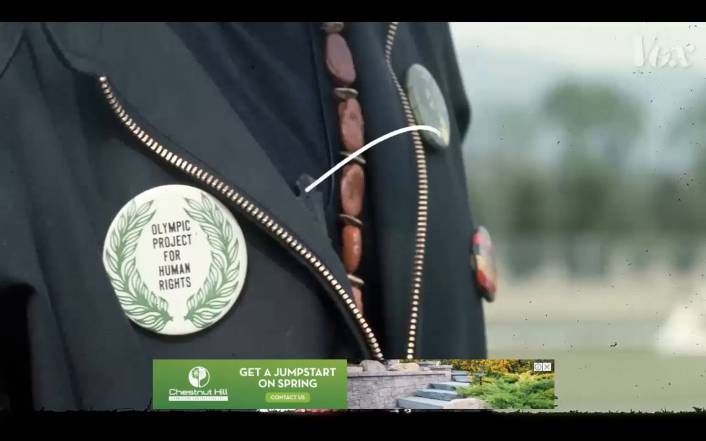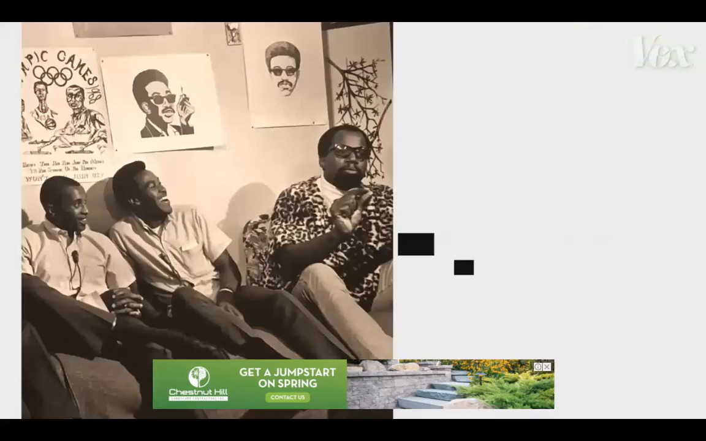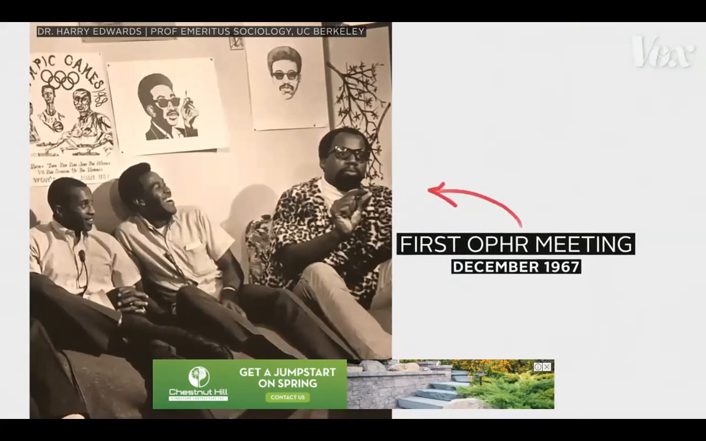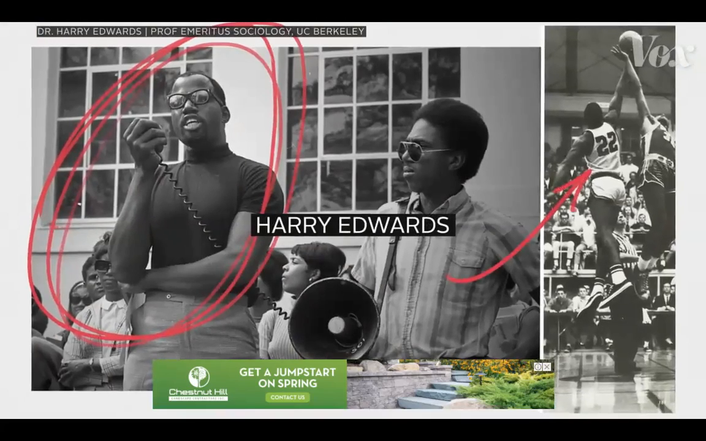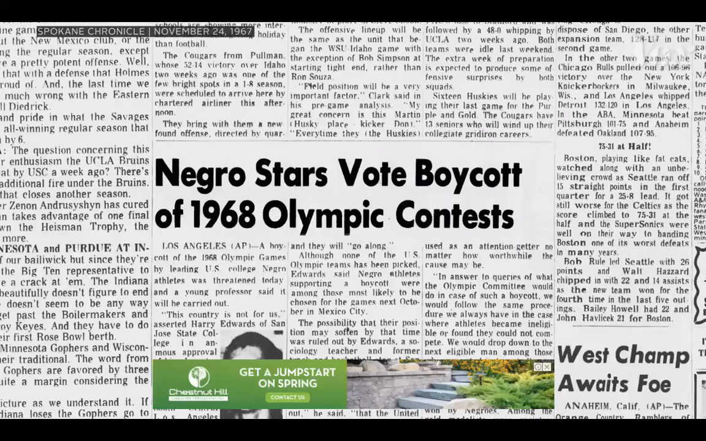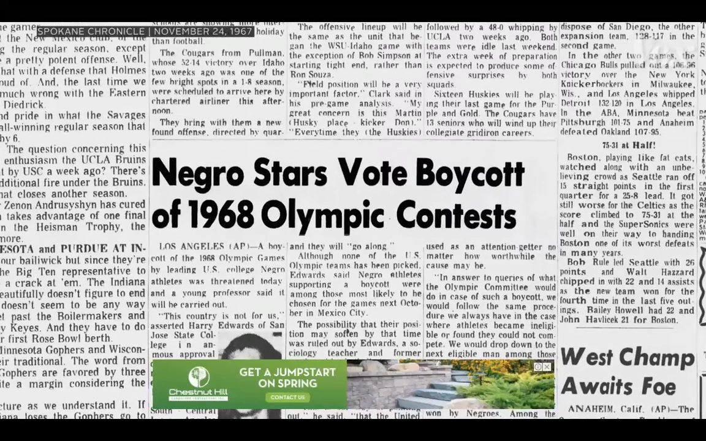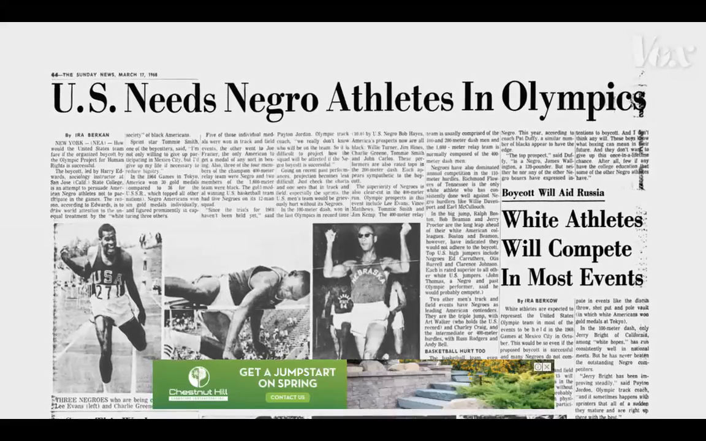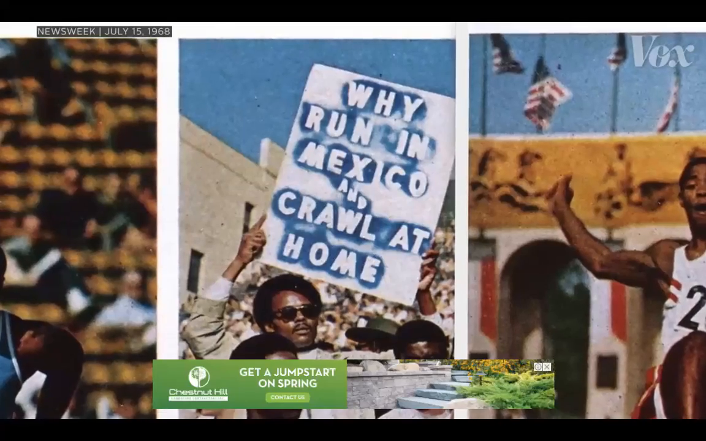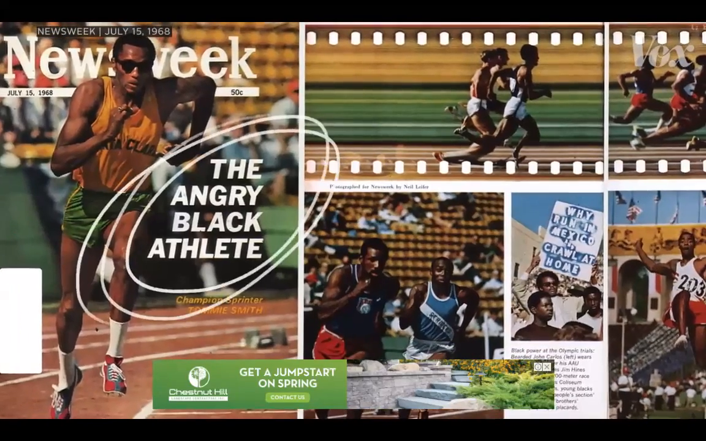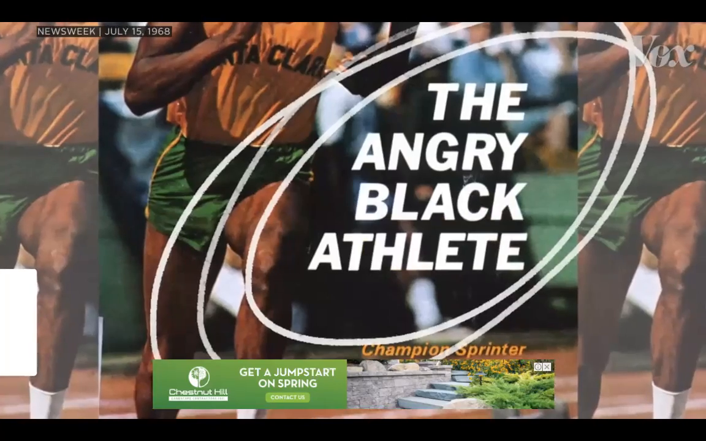The Olympic Project for Human Rights, or OPHR, was founded in 1967 by sociologist, educator, and former star athlete Dr. Harry Edwards. It was a coalition of prominent Olympic athletes that threatened to derail American Olympic glory by opting out of the Games, to protest the racism in sports that, for decades, had gone unaddressed.